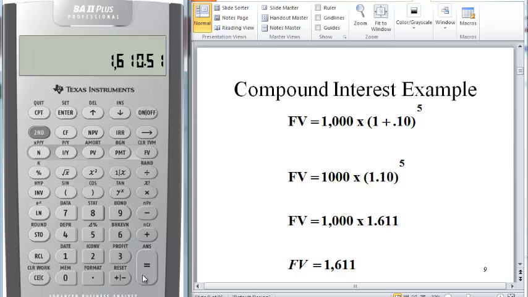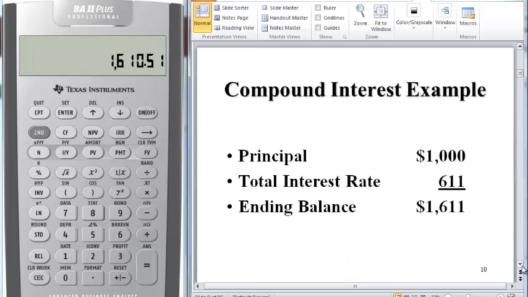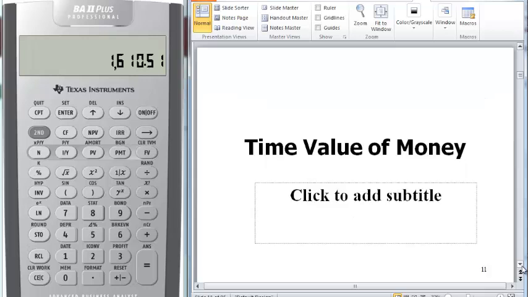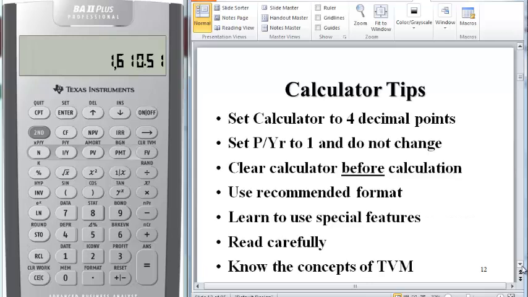Or $1,611. How come there's a difference between those two? Where's that difference coming from? I get interest of $611 here. Earlier I had interest of $500. It's a time value of money difference. That compound interest earned on top of interest created a $110 difference, actually a $111 difference.